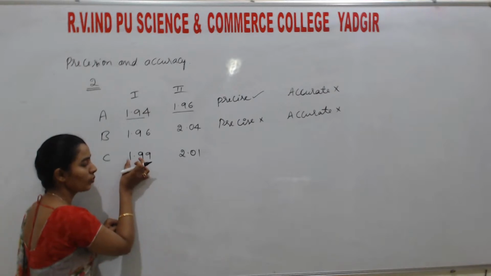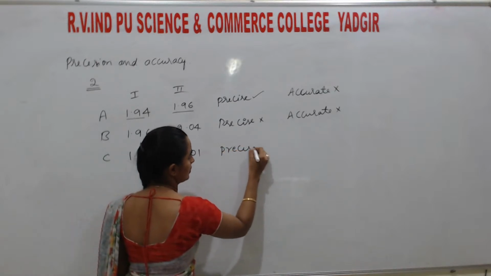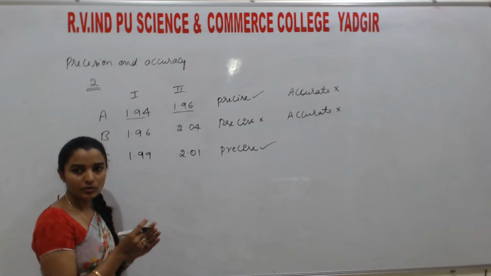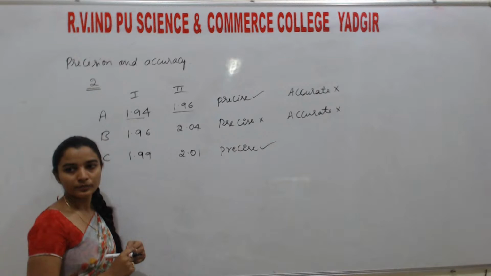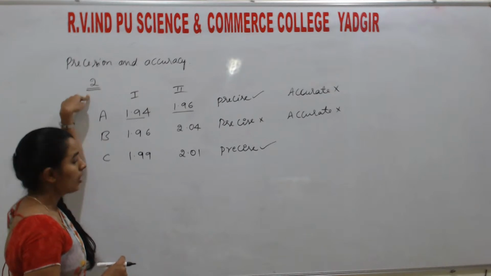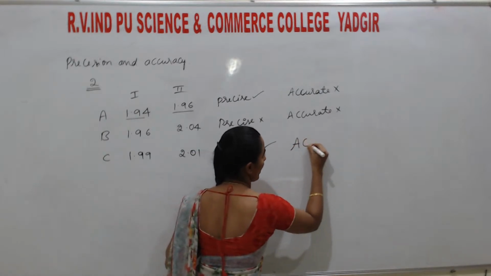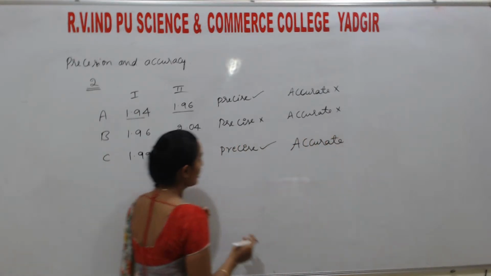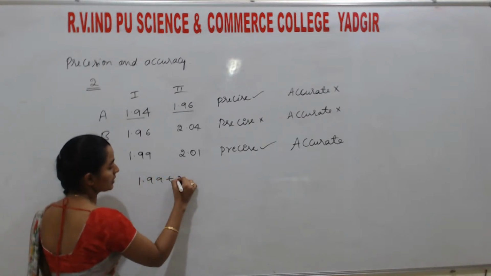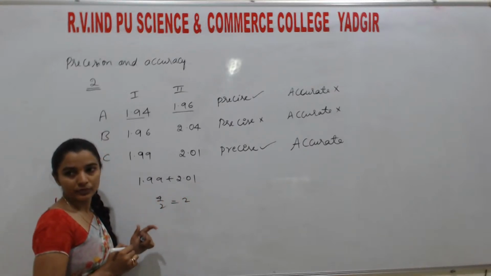Okay. So students, this one is 1.99 and 2.01. Of course, these are precise, because 1.99 and 2.01 are very close to each other. Only one term is between them. Also, 1.99 is nearer to 2 and 2.01 is also nearer to 2. That means they are precise as well as accurate. If you add this, 1.99 plus 2.01, you get 4 by 2, that is 2, the average.